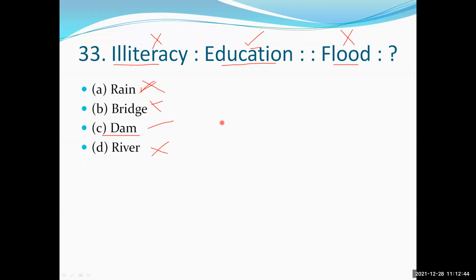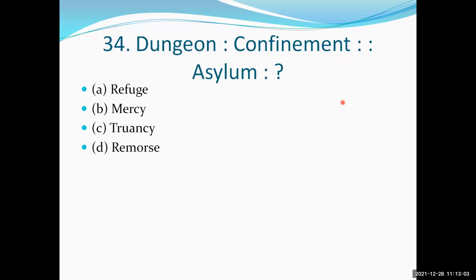So all of you are right. Those who are thinking of option C, and those who thought of rain or river, you can correct yourself, that we can identify from the first pair, like illiteracy and education. So with this note, we will go to the next question. Next, question number 34 will be in front of you, and this question says dungeon for confinement. Similarly, asylum for what? Refuge, mercy, trancy, remorse.